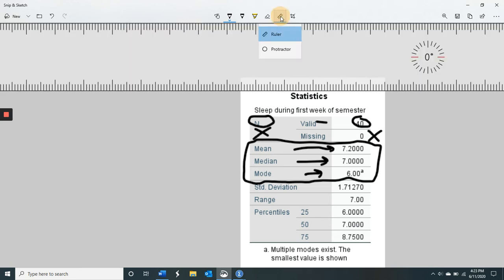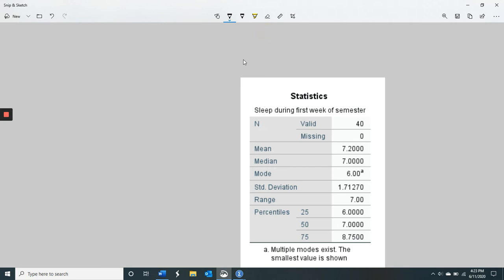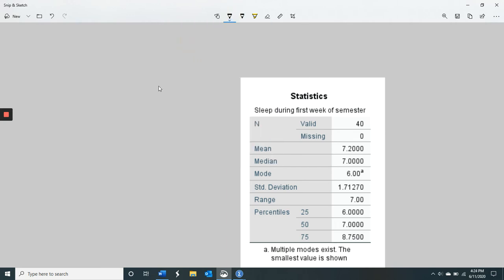I'm going to erase this stuff. Then our measures of variability are down here. We're not going to talk about variance because the variance is the same thing as standard deviation. So here we have standard deviation and range. We said it's normal.